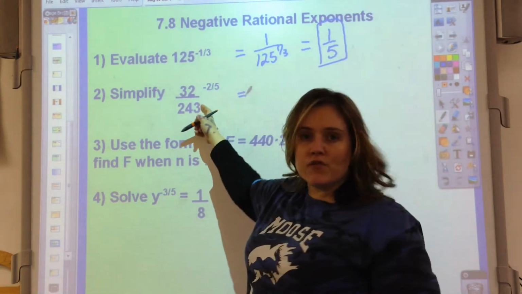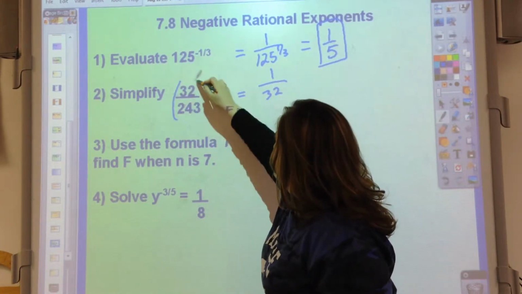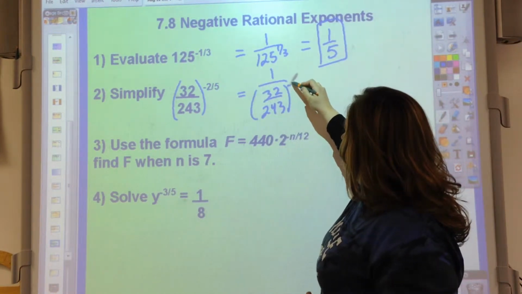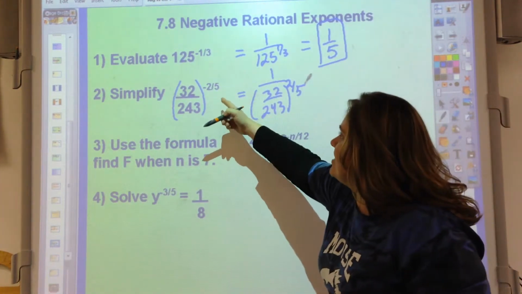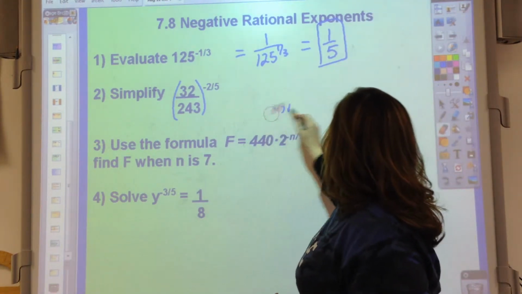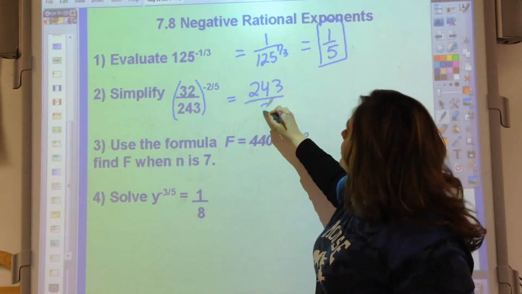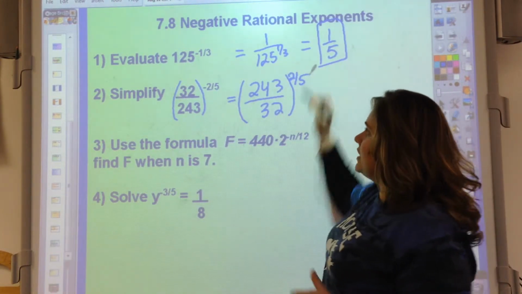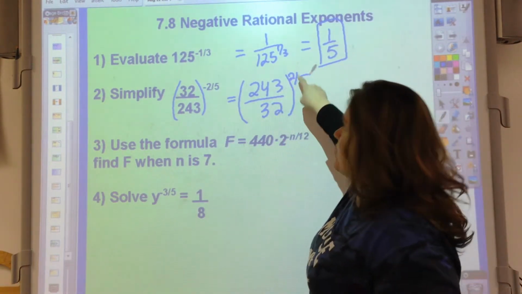How about this one? If I put this fraction in the denominator, it would look like this. Oops, sorry, I need parentheses here. It would look like this. And when I'm dividing by a fraction, aren't I just multiplying by the reciprocal? So anytime we have a negative exponent on a fraction, we can simply rewrite it as its reciprocal. So I'm going to put 243 in the numerator and 32 in the denominator, and now my exponent is positive.